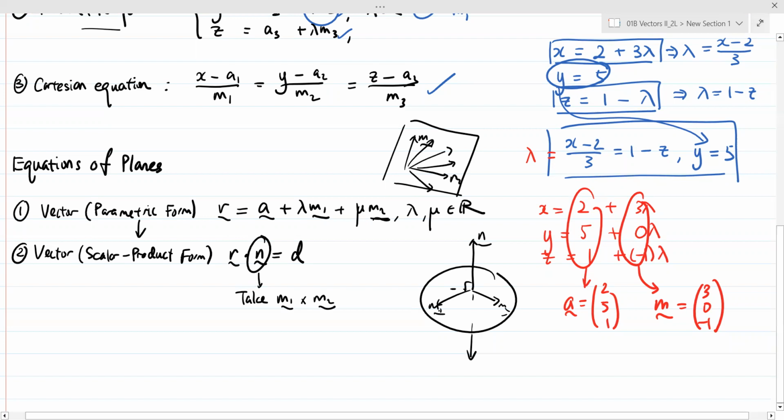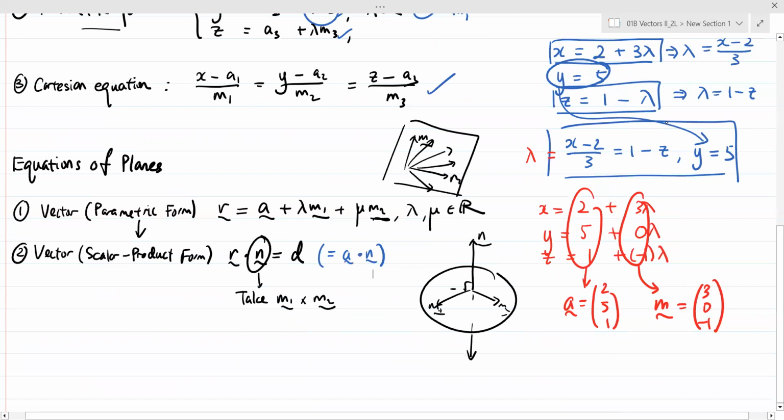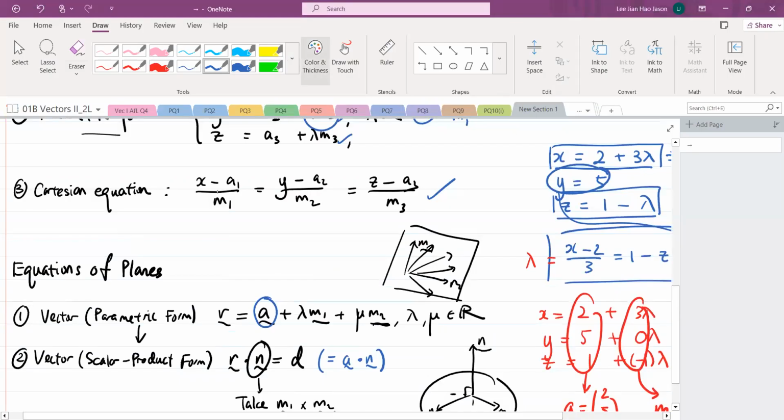Okay, and then the D, how do you get the D? Very simple. D you just take equals to A dot N, where the A is this one, the position vector of a fixed point on the plane. Okay, so this is how you get from scalar parametric to scalar product form. Okay, then the last one, the Cartesian.